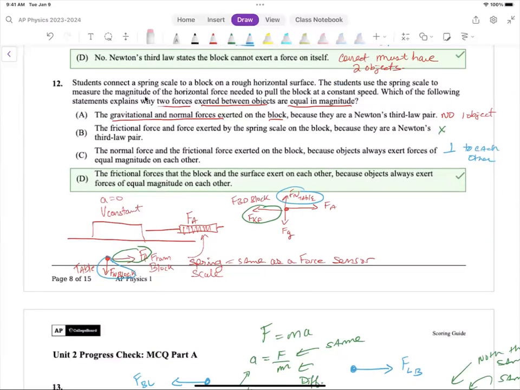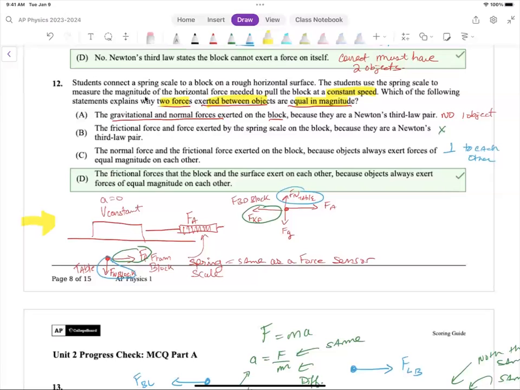Number 12. Students connect a spring scale to a block on a rough horizontal surface. The students use the spring scale to measure the magnitude of the force needed to pull the block at a constant speed. That's a pretty important phrase. Which of the following statements explains why the two forces exerted between objects are equal in magnitude? So I'm going to draw a picture of the situation, okay? So down here is my picture.